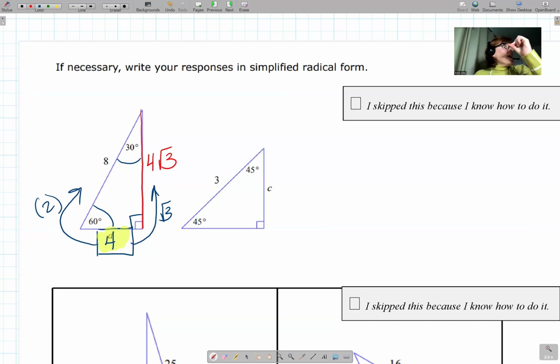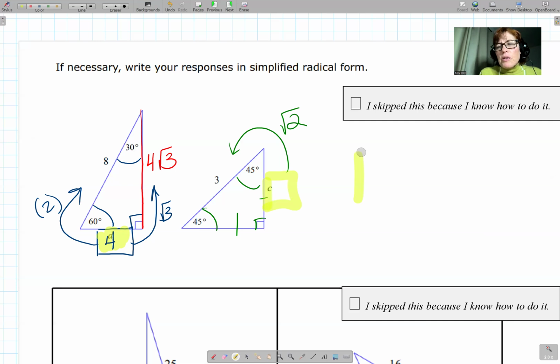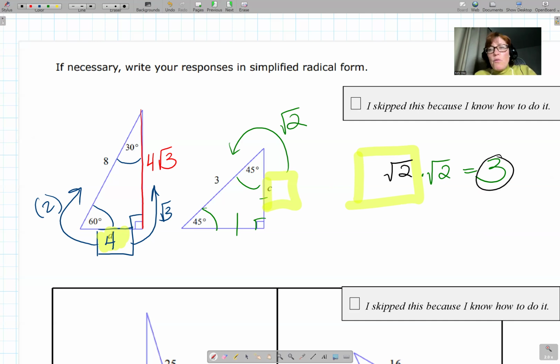45, 45, 90: leg, leg, leg root 2. This one reads a little bit different. So we have here something times root 2 equals 3. Looks a little strange. So you just kind of work backwards. I know for sure you need a root 2 there because that cancels the radical. You also need a 3 because there's a 3 over there. So we put a 3 there.